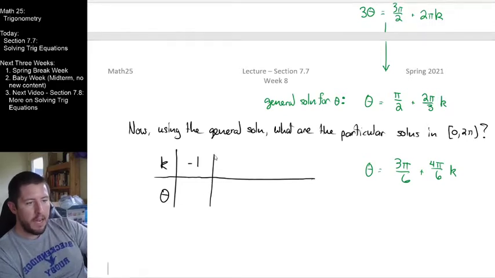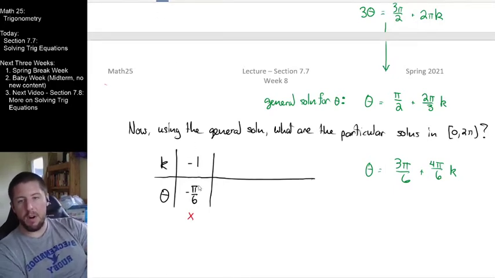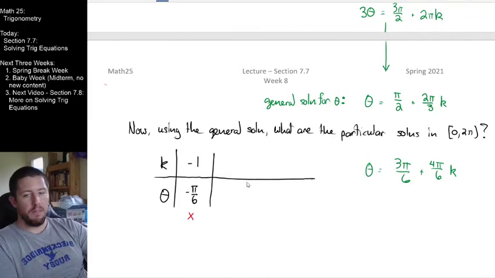If I make k -1, then we're going to get -4 pi sixths and +3 pi sixths, which is going to give me -pi sixths. That is a general solution, but it's not in our interval of interest because it's not between 0 and 2 pi. So I'm going to eliminate this one right here. I'm just going to mark it with the red X to say nope. So it doesn't look like going in the negative direction is going to be helpful for us. It's going to give us things that come before our interval of interest.